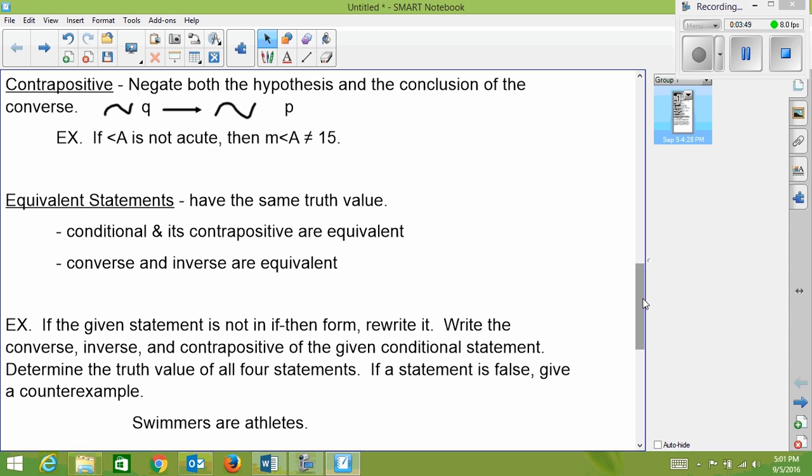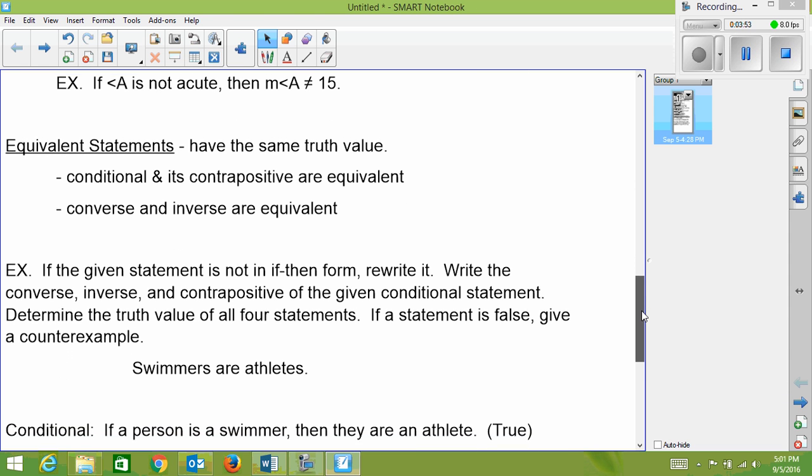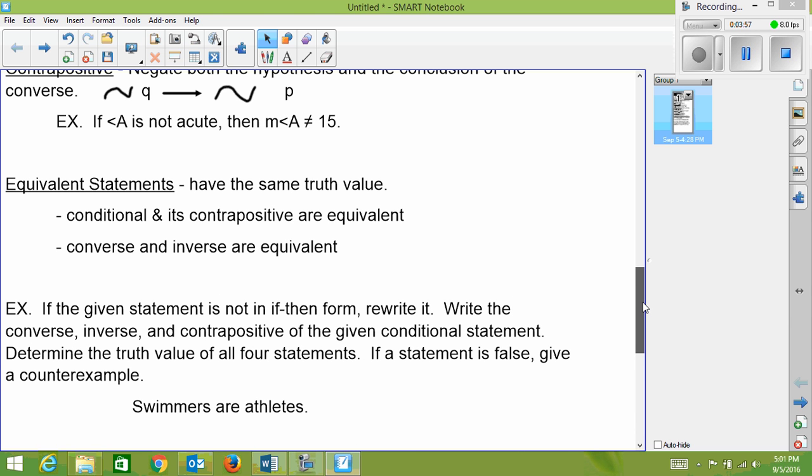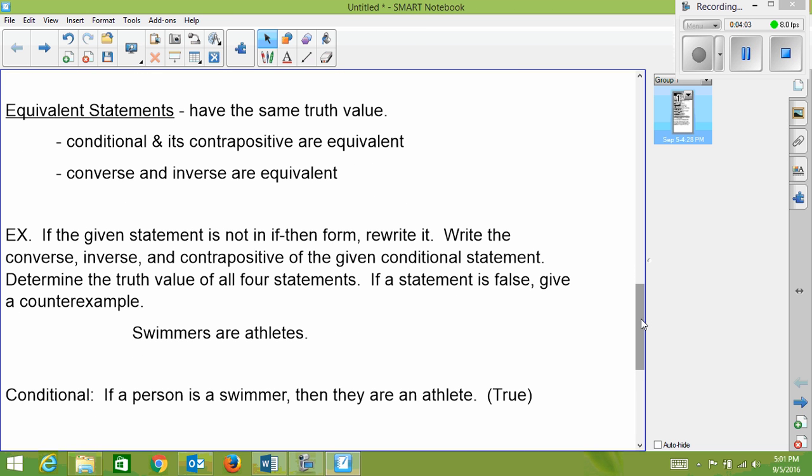Swimmers are athletes. Okay? So we are going to need to rewrite that statement so that it is a conditional, because that is not an if-then statement. That just simply says swimmers are athletes. So the conditional would be, if a person is a swimmer, then they are an athlete. And that is true. Swimmers are athletes, so that conditional would be true.